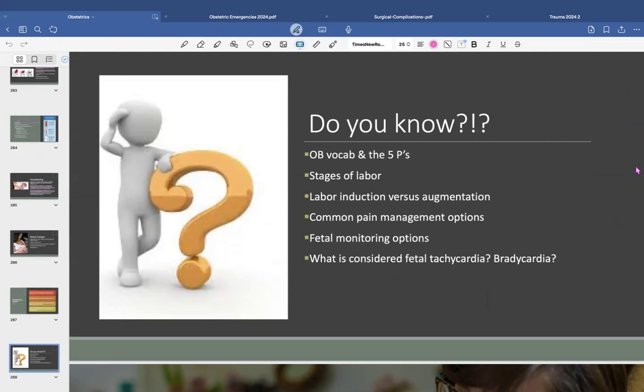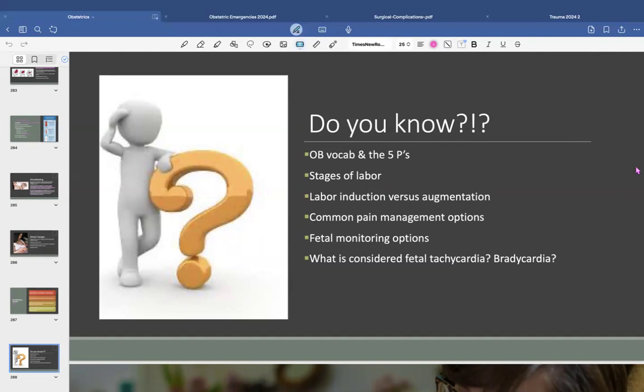What is the second P? Who wants to take the ride? The passenger, the baby. What's another P? Power, the uterine contractions, the strength of the contractions, those types of things.